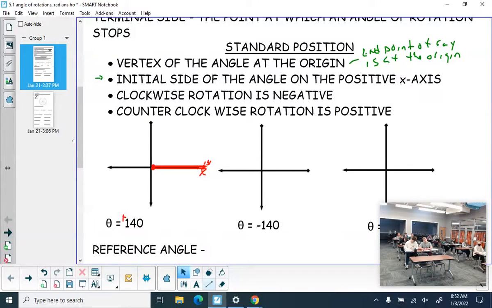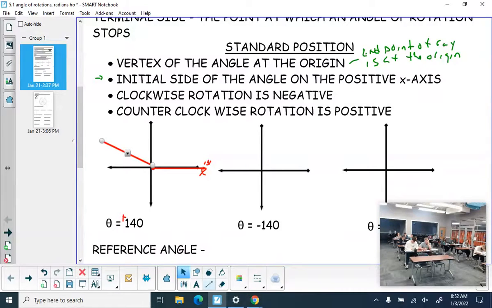We're going to rotate this 140 degrees. So we're going to take a ray and rotate it 140 degrees. Well, if we take a look at the quadrants, which quadrant would this end up in? Jack? Quadrant number 2. Because if we rotate 90 degrees takes us to here, 180 degrees takes us to here. So we're somewhere in quadrant number 2.